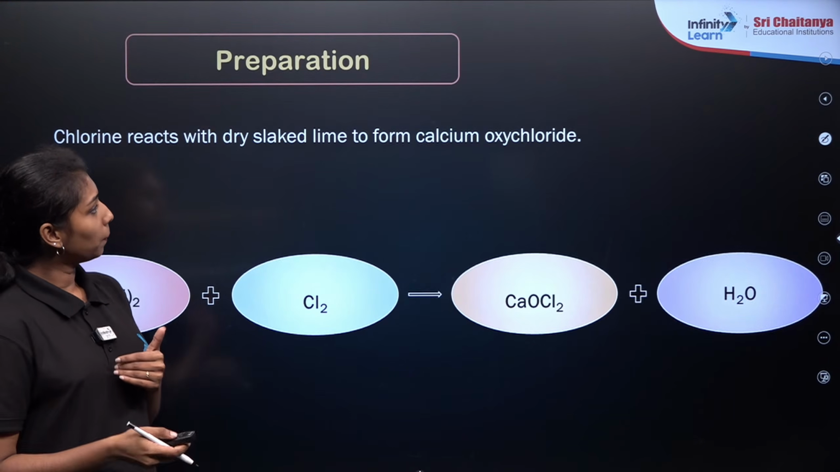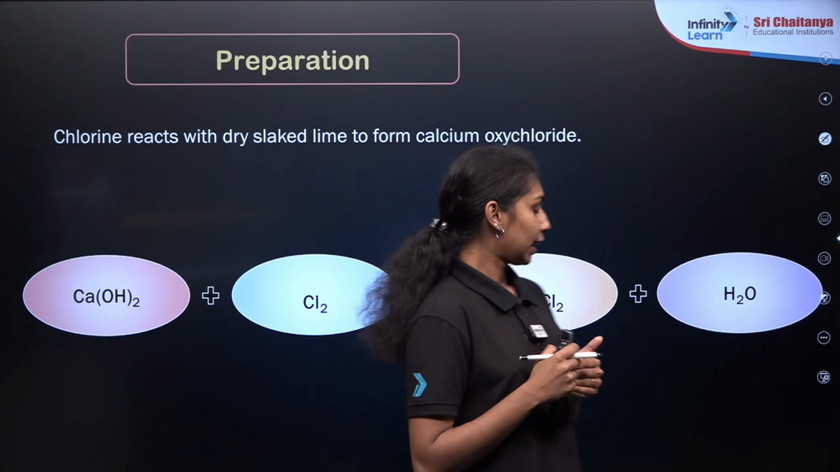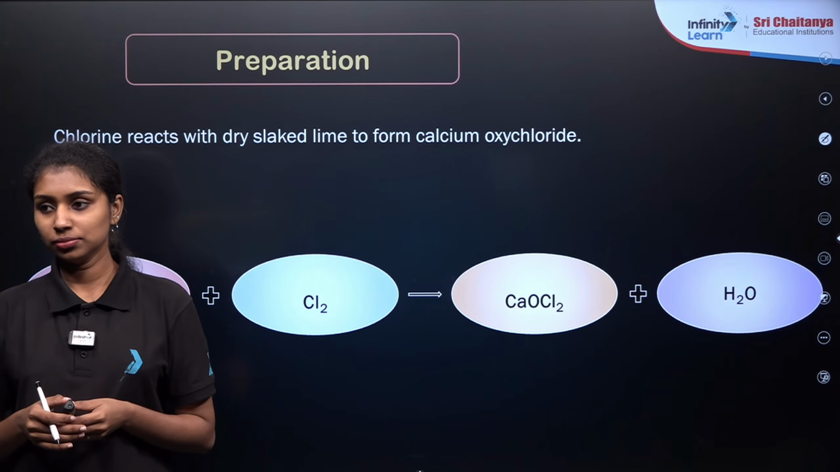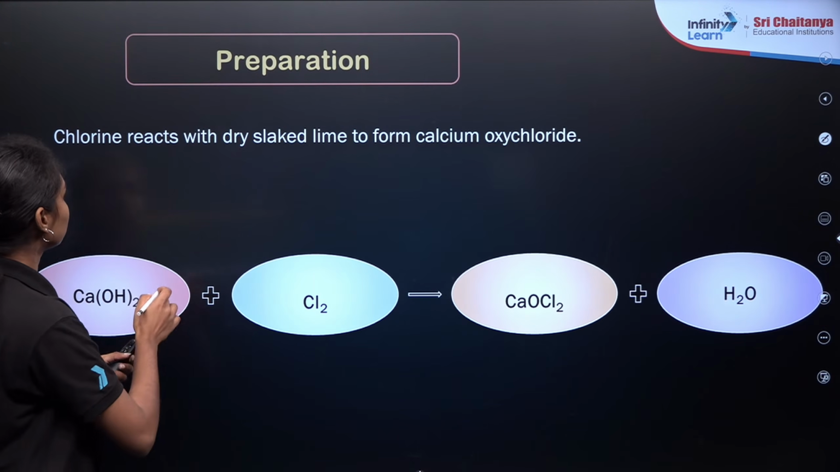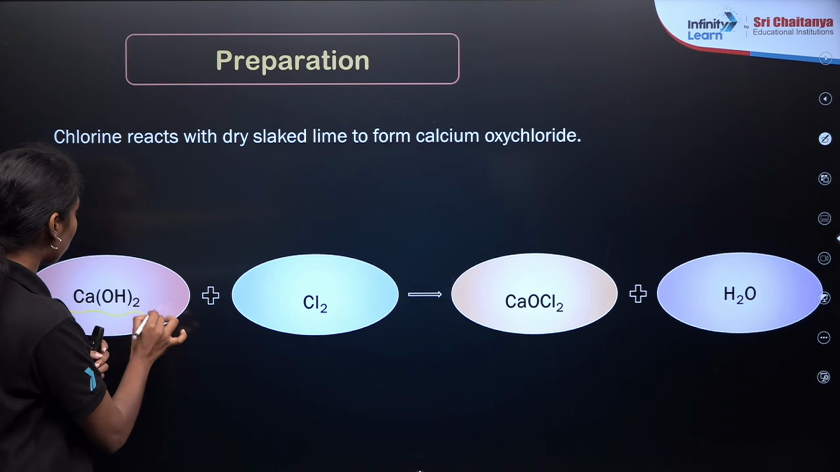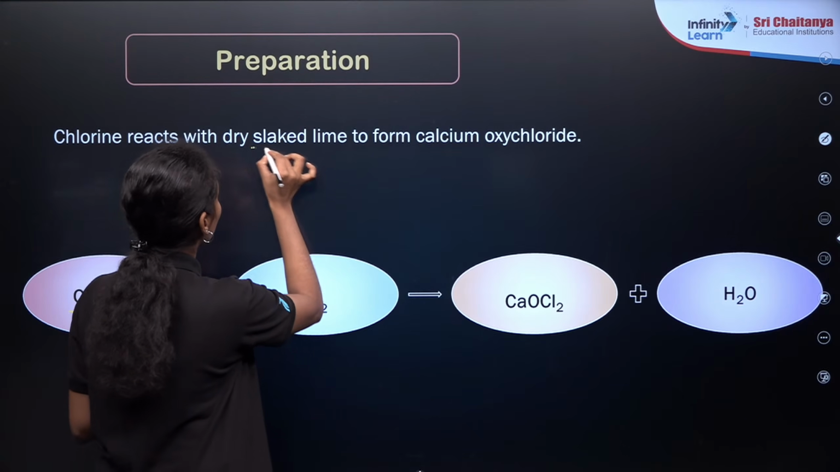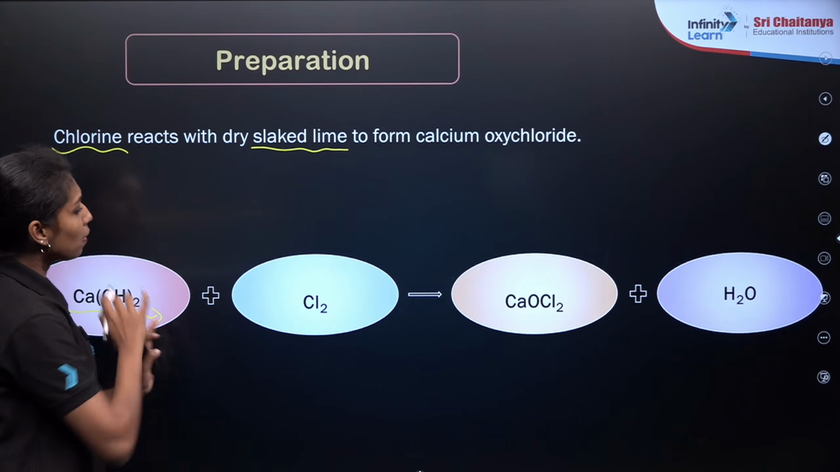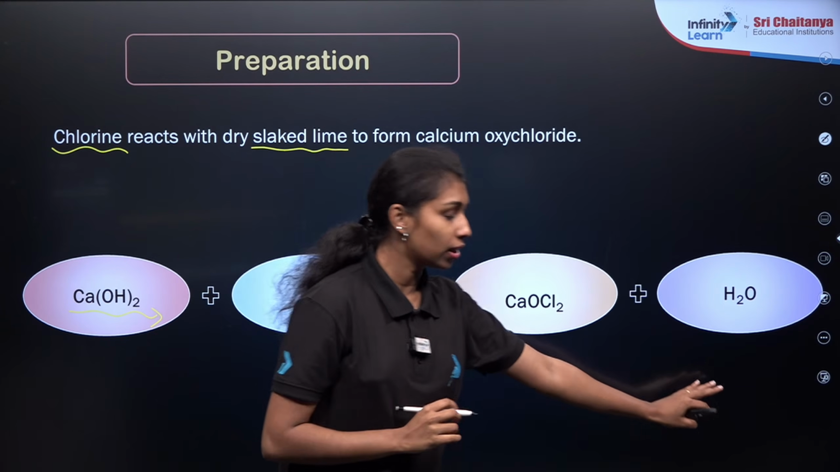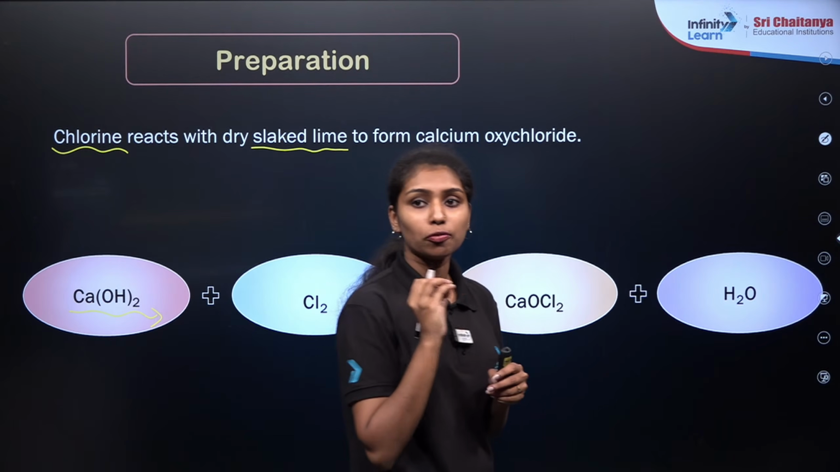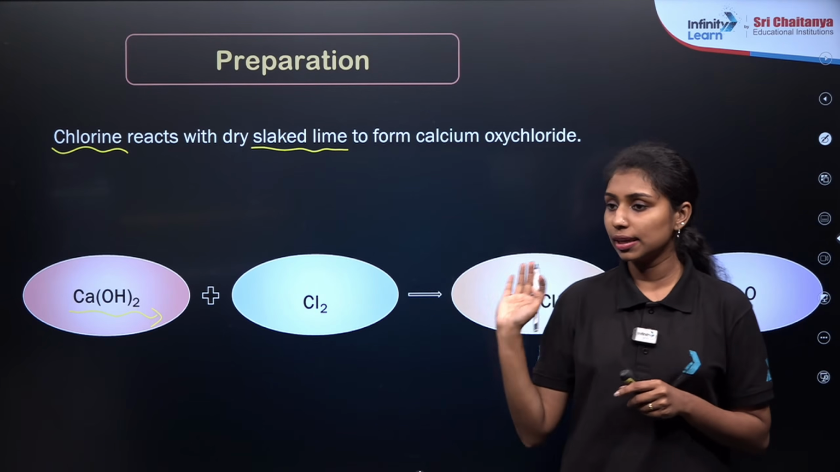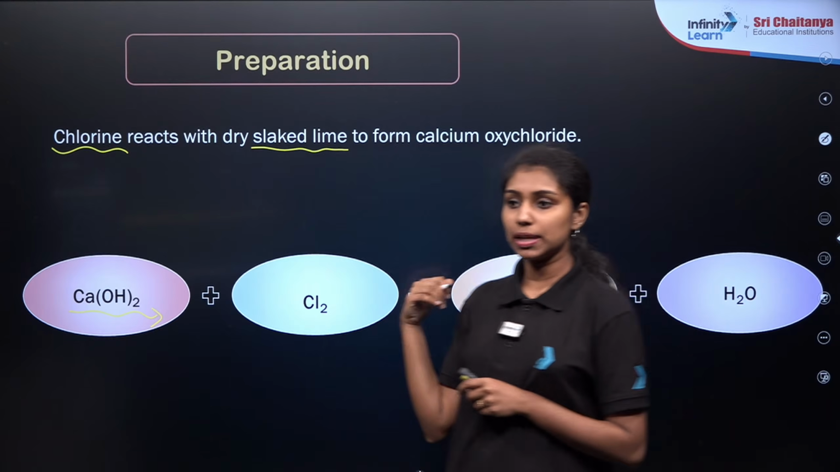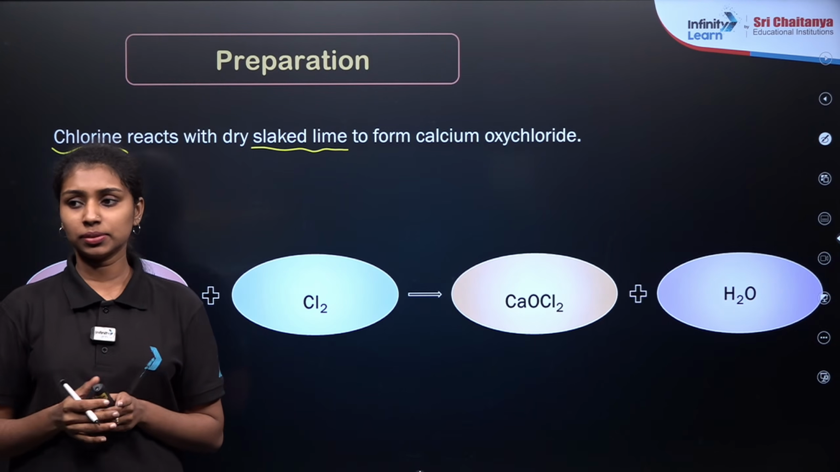Now, how is it formed? What is the preparation method for calcium oxychloride, or the bleaching powder? As we already know, this is the slaked lime. If you are taking slaked lime, or calcium hydroxide, with chlorine, it will form CaOCl2 plus water. So this is the simple method of preparation of bleaching powder for industrial purposes. Clear? Slaked lime and chlorine are treated to form CaOCl2 plus water. Clear?